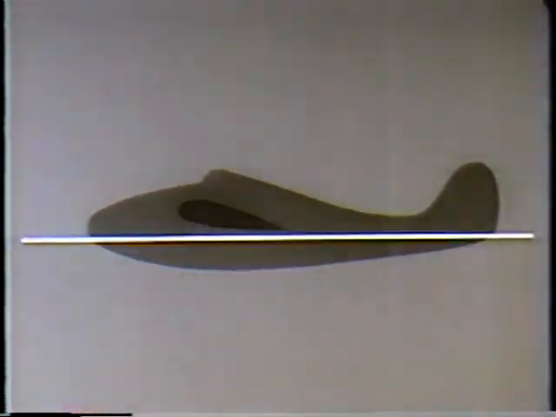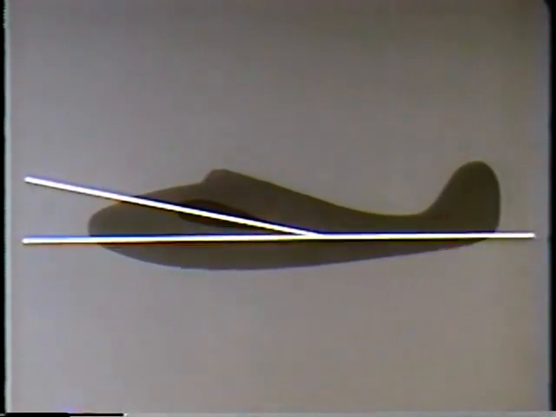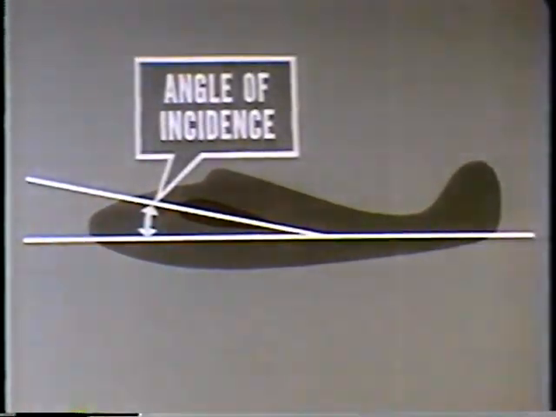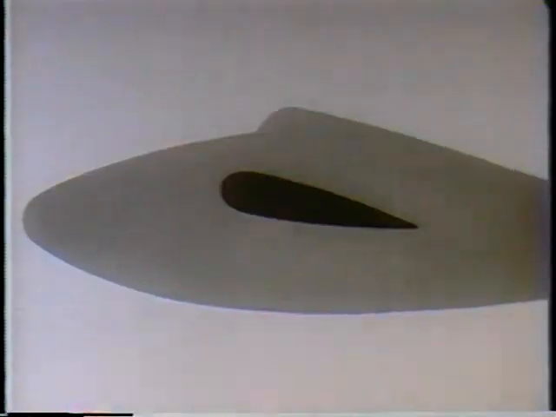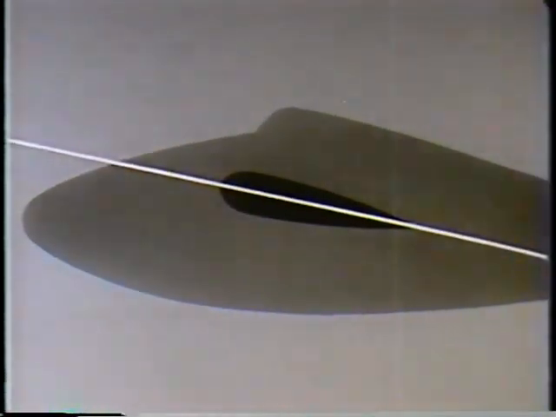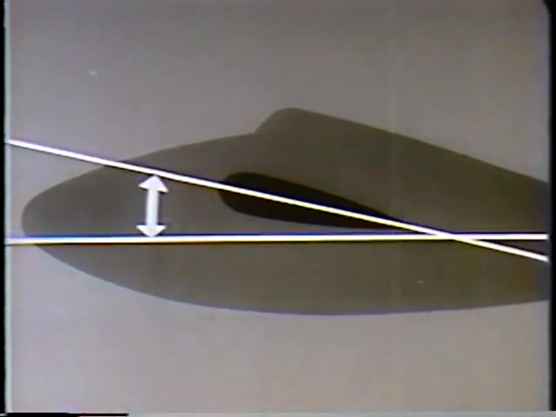On a fixed-wing aircraft, the angle of incidence is determined by the relative position of the fuselage and the wing. The angle formed by the longitudinal axis of the aircraft and the chord line of the wing is the angle of incidence. The chord line of a wing is an imaginary straight line extending from the leading edge to the trailing edge. For our purposes, it is used to measure angles in reference to the wing. On a fixed-wing aircraft, the angle of incidence cannot be changed by the pilot.